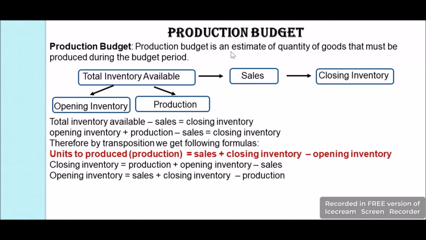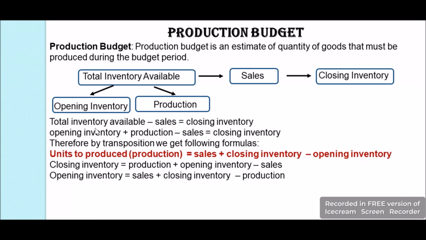Now let's understand about the production budget. In production budget, we estimate the quantity of goods to be produced during the budgeted period. You see, when we talk about the total inventory, it consists of the opening inventory and the units produced, and this makes up our total inventory. From there we sell the goods, and whatever is left after selling of the goods will be our closing inventory.